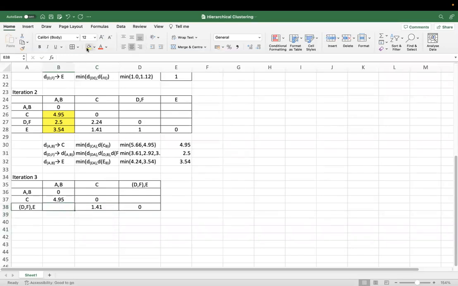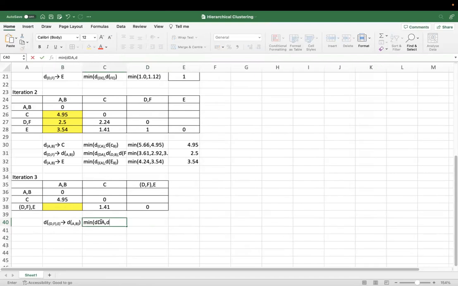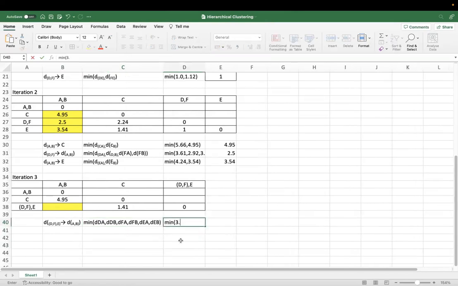So we have to calculate only the distance of this cell, which is the distance between DFE and AB. Min of DB, comma, EB. These distances we need: min of 3.61, 2.92, 2.50, 4.24, and 3.54. So the lowest value would be 2.50.